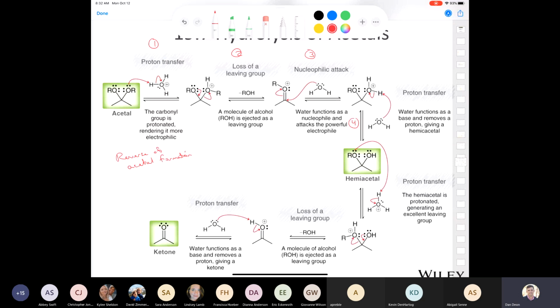That gets us to the hemiacetal, and then we have the 3 more steps, right? We have another proton transfer. We lose the second equivalent of an alcohol, and then we do a proton transfer at the end. Think about it. What was the first step in the formation of an acetal? It was protonation of the carbonyl. What's the last step here? Deprotonation of the carbonyl, right?